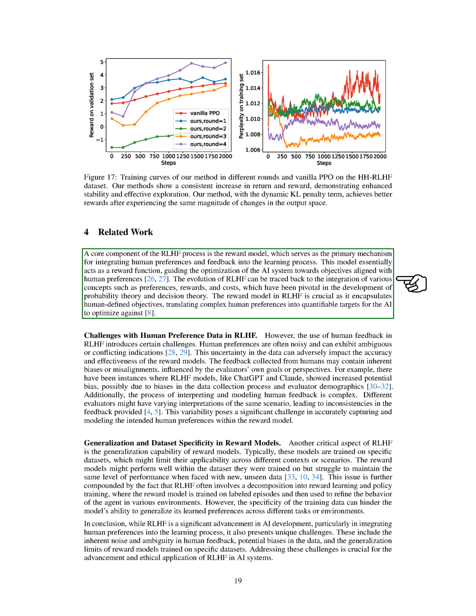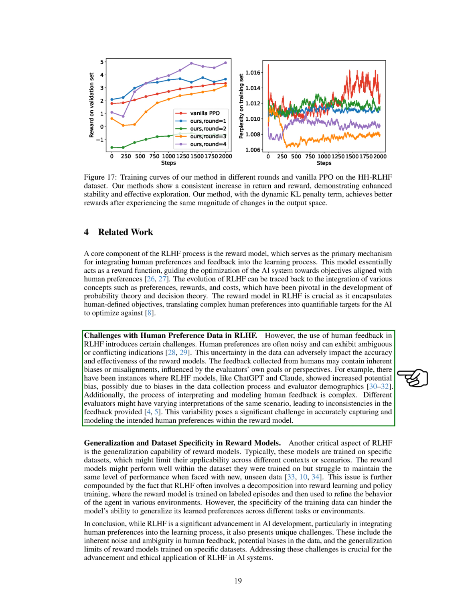It integrates human preferences and feedback into the learning process, guiding the optimization of the AI system towards objectives aligned with human preferences. However, using human feedback in RLHF presents certain challenges. Human preferences can be noisy and ambiguous, which can negatively impact the accuracy and effectiveness of the reward models. The feedback may also contain inherent biases or misalignments, influenced by the evaluator's own goals or perspectives.